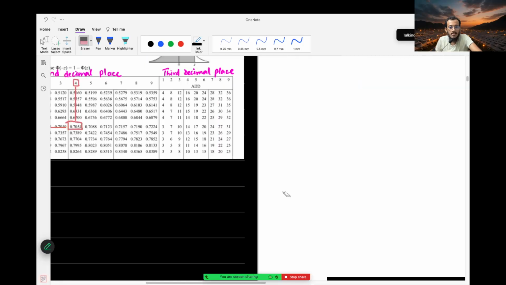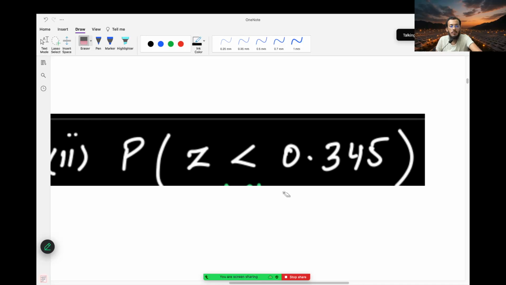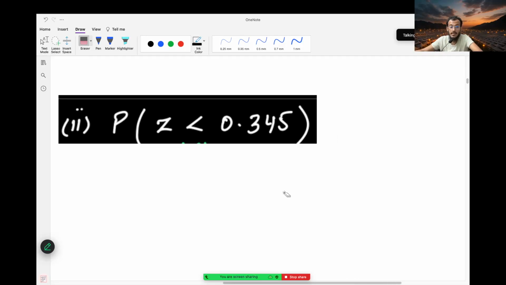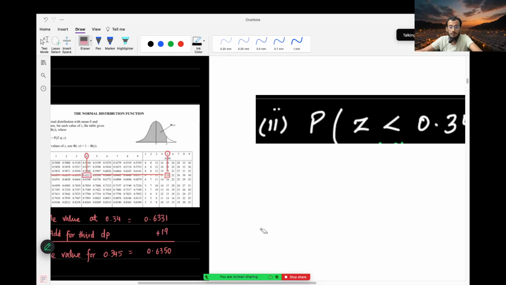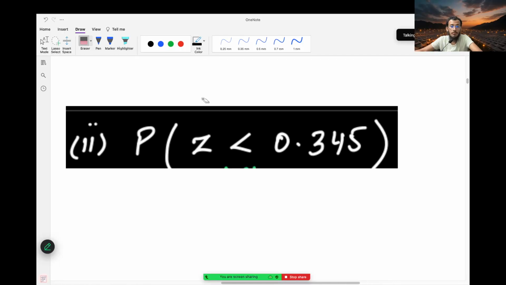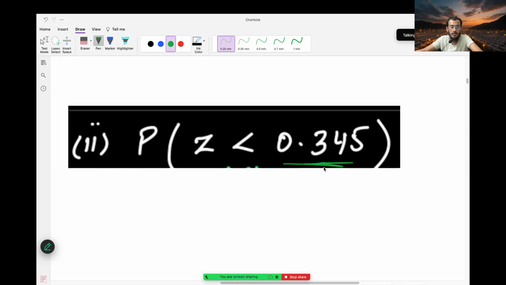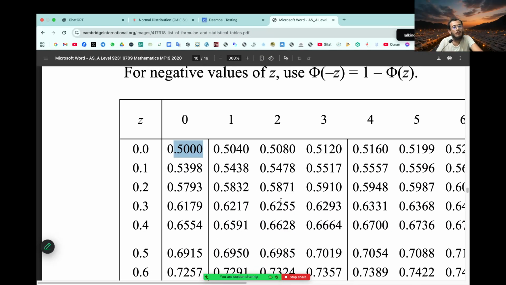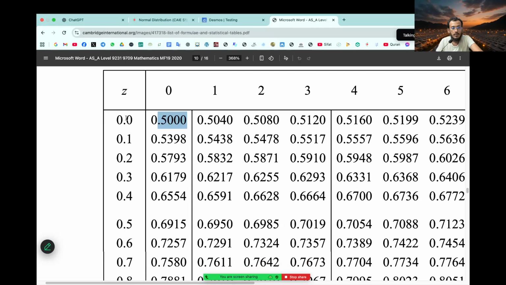So can you give this one a try and try to find the probability that z is less than 0.345? Okay, so this is 3 decimal places. I'll give you a hint. You know for the first 2 decimal places, what do we do? Tell me. Find the corresponding value from the table. Yeah, 0.3 and then 0.4, right? 0.34. So what is that value?